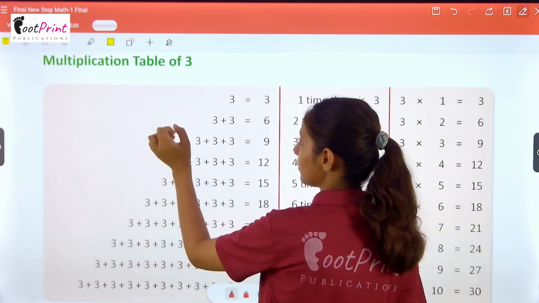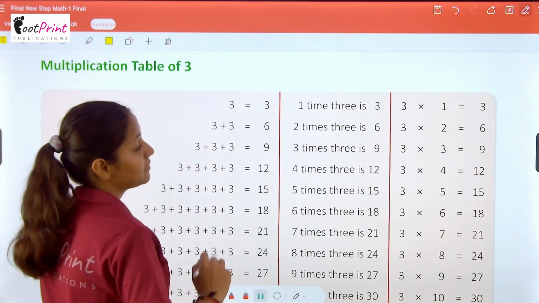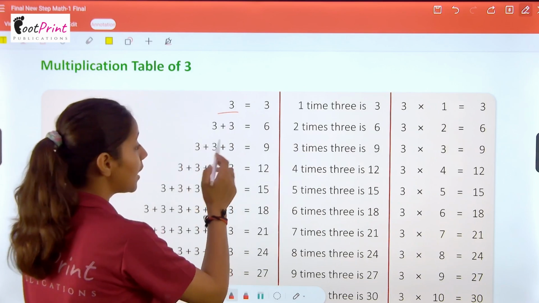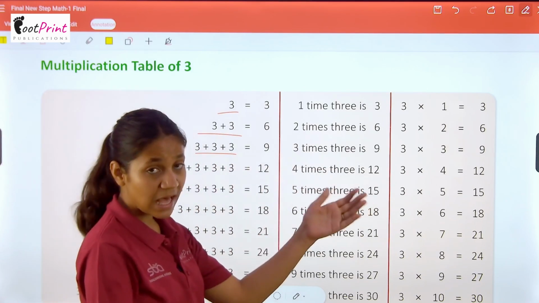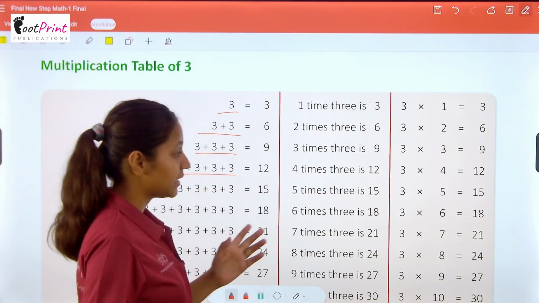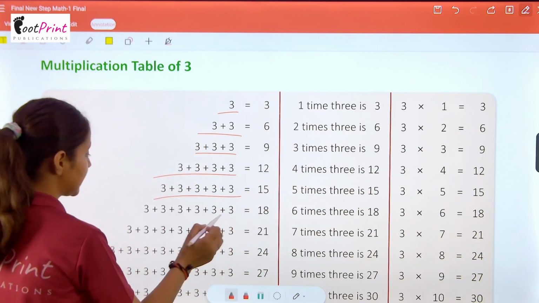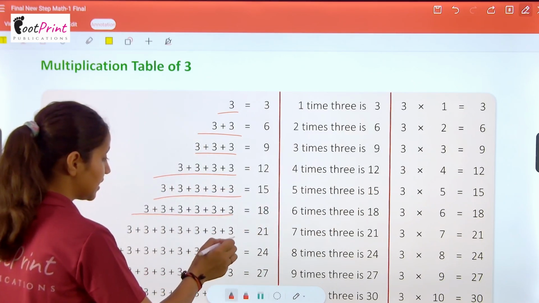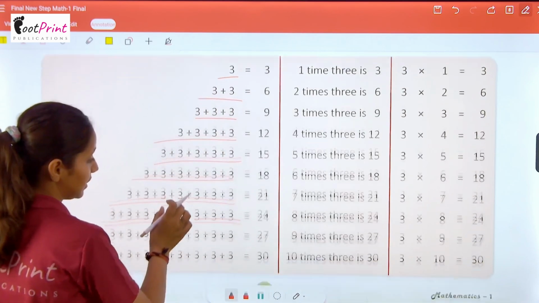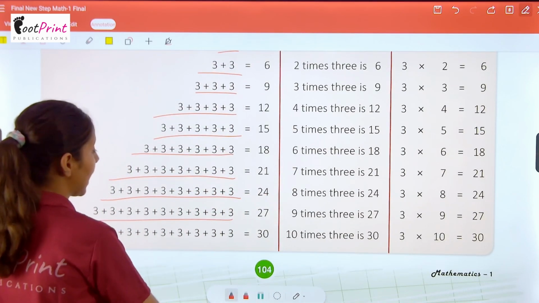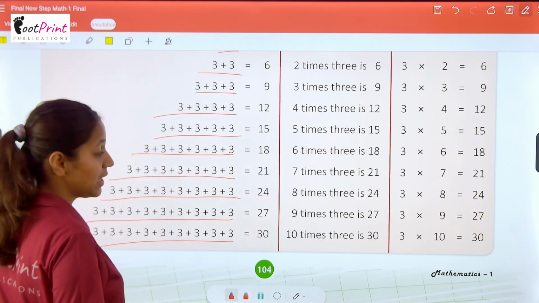Now we have the multiplication table of 3. 1 times 3 is 3. 2 times 3 is 6. 3 times 3 is 9. 4 times 3 is 12. 5 times 3 is 15. 6 times 3 is 18. 7 times 3 is 21. 8 times 3 is 24. 9 times 3 is 27. And 10 times 3 is 30.